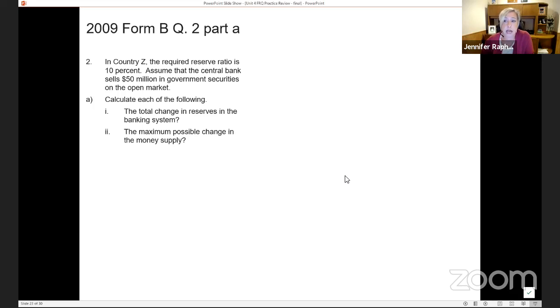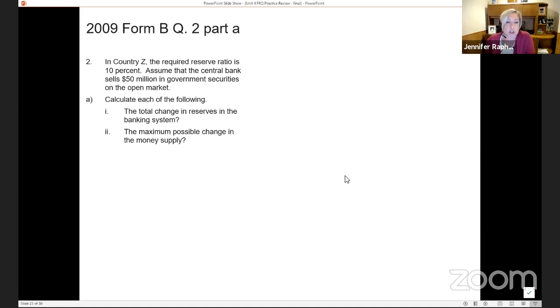So, and this is asking us to treat monetary policy in a slightly different way. And what it's saying is the central bank sells $50 million in government securities on the open market. Calculate each of the following: the total change in reserves in the banking system and the maximum possible change in the money supply. And as I'm reading this, I realize I made a careless error. I applied it as an increase as opposed to a decrease. The mechanics of answering the question are the same regardless.